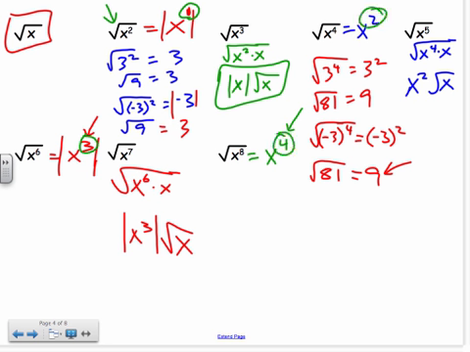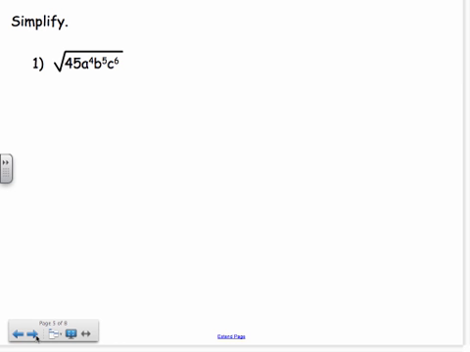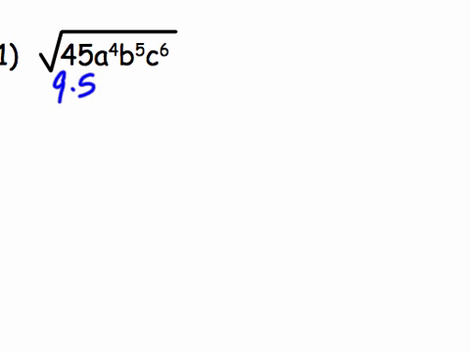Okay, so let's take a look at an example. I know some of you are probably confused out of your mind right now. So right here, I'm going to take the square root of 45 times a to the 4th times b to the 5th times c to the 6th. So let's start with my number right away. Perfect square factors of 45: 9 times 5. And I know the square root of 9 is 3.